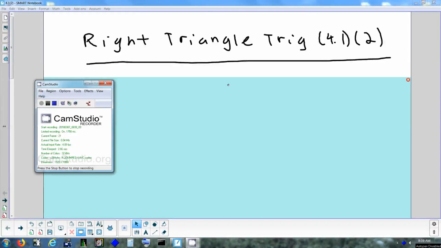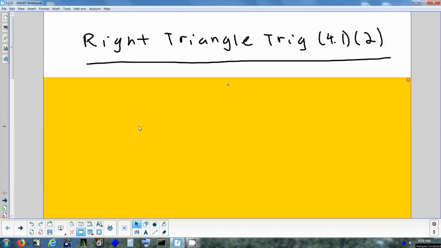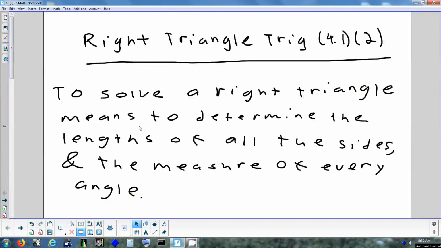Okay, so last thing we're going to finish up for this week is 4.1 part 2. So we talked yesterday about the 6 definitions of the trig functions, sine, cosine, and so on. Today we're going to use those to actually find out how long sides are and how big angles are in a triangle.